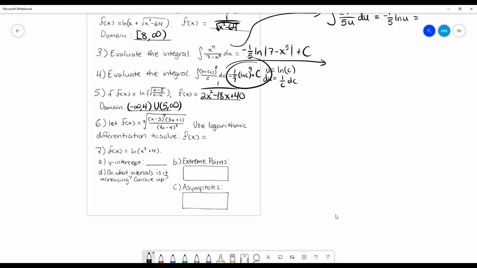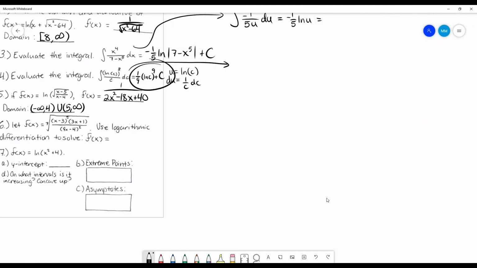Number 6 is a new type of problem. We're given this frankly atrocious radical and told to use logarithmic differentiation to solve for the derivative of f of x. Logarithmic differentiation is just taking the natural log of both sides and then implicitly differentiating it, and then just manipulating it from there. It's, I won't lie, a bit of a pain. But let's go ahead and give that a try. So, we're going to need probably a lot of space for this one.